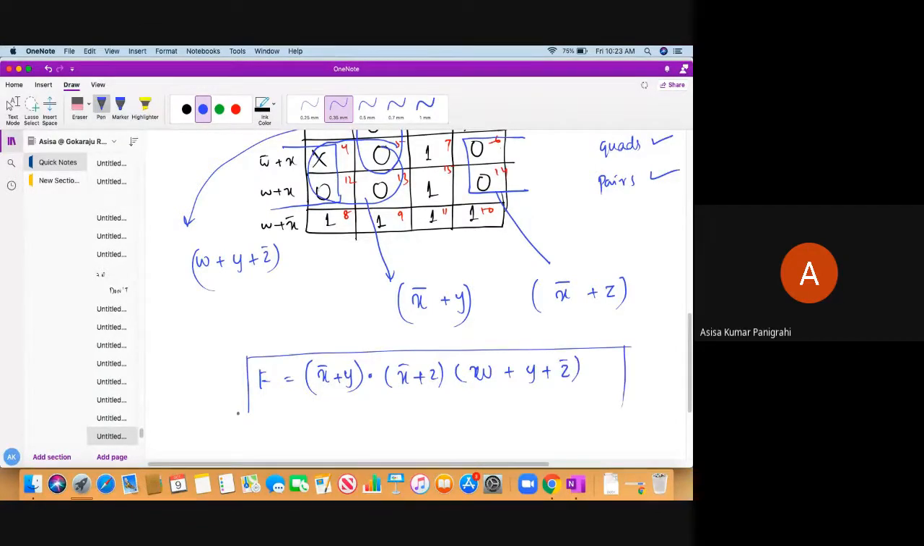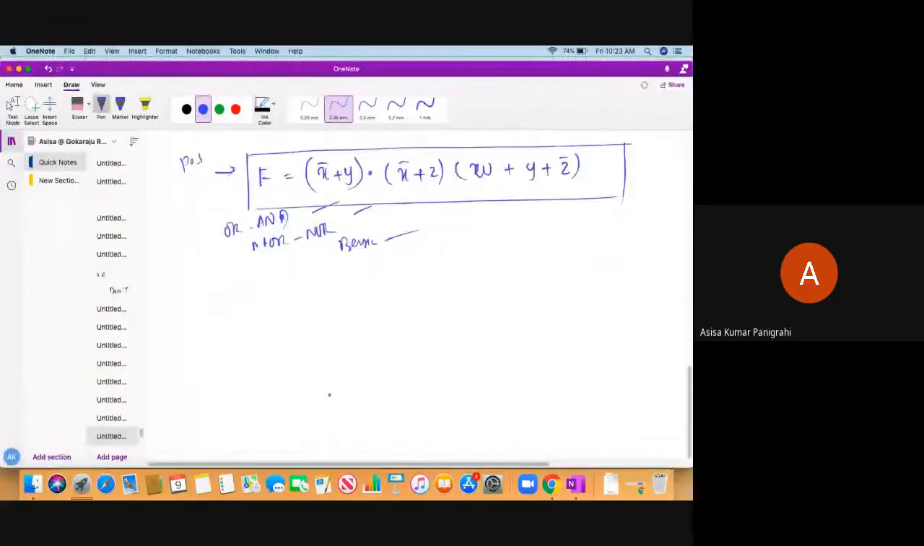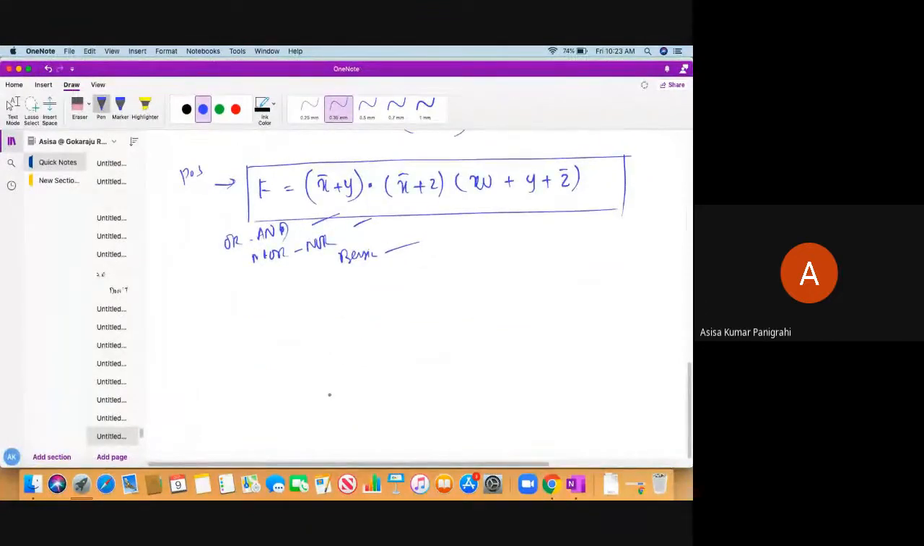Now you can realize it. I have told you different ways to realize. This is actually a POS function, so easily you can realize it with OR-AND, with NOR, or with basic gates. You know all three procedures, so you can realize it with any of them. I'm not discussing the realization part here because we have done many realizations in the classes. So now we'll go for the next question.